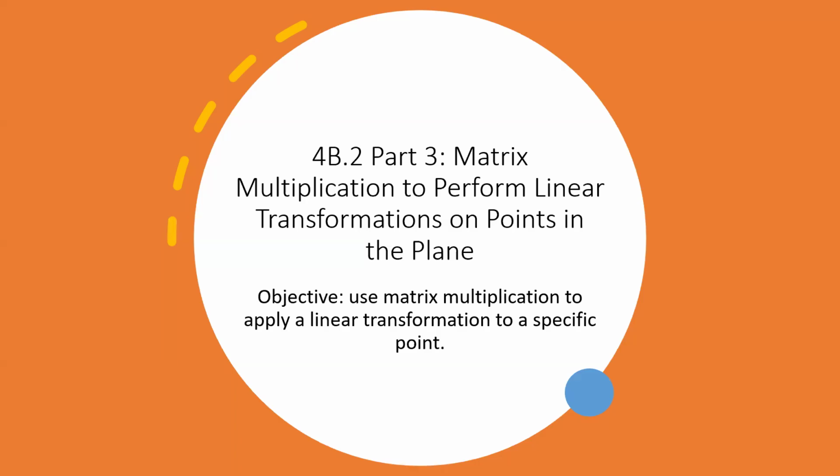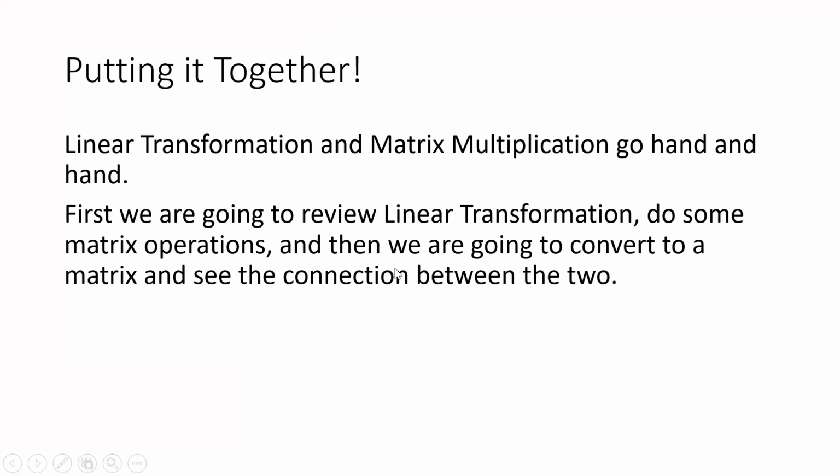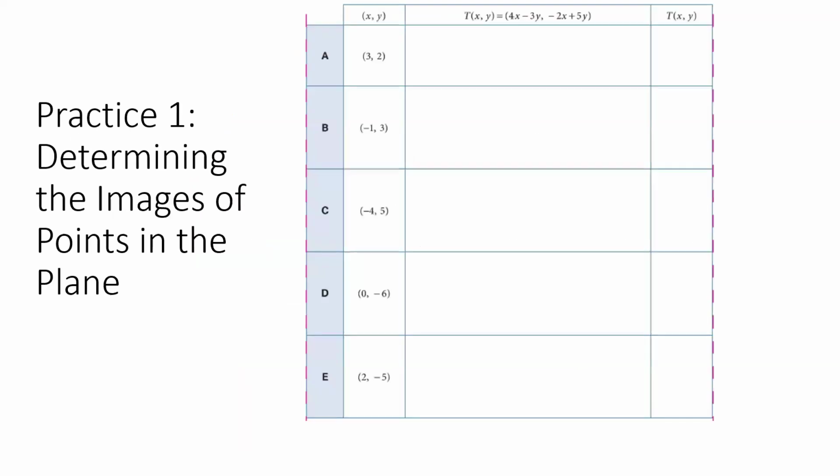All right, so again, 4B.2, part three, objective: use matrix multiplication to apply a linear transformation to a specific point. So what we're doing, and so you have paper, first we're going to review linear transformations and do some matrix operations. And then we're going to convert to a matrix and use the connection between the two, okay? So we're going to start off slow, all right?